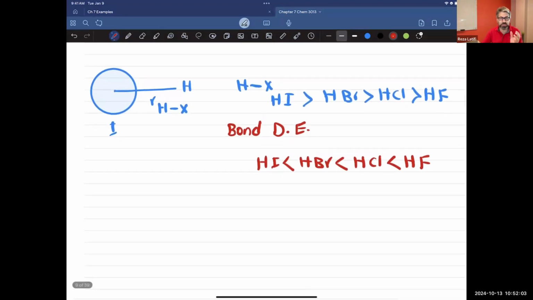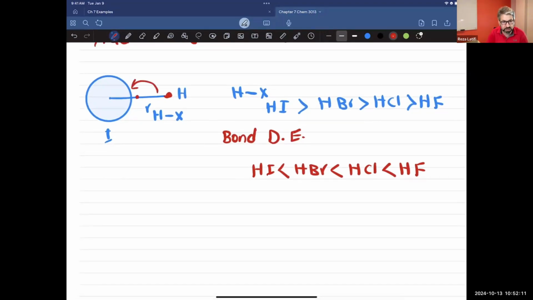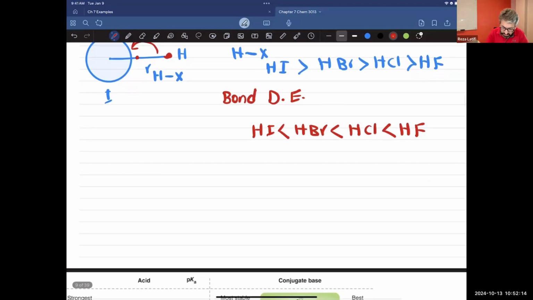Now, what will happen to the molecule after breaking this bond? Okay, we have 2 electrons. Those 2 electrons will be taken by iodine. And what do I get? I get this species, that is I minus. What does it mean? It means we got an electron.